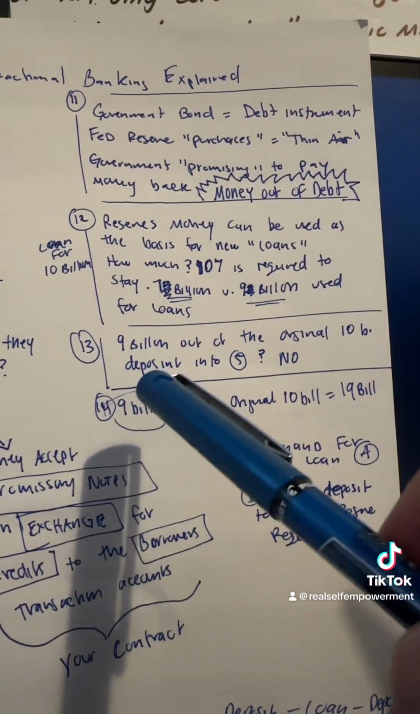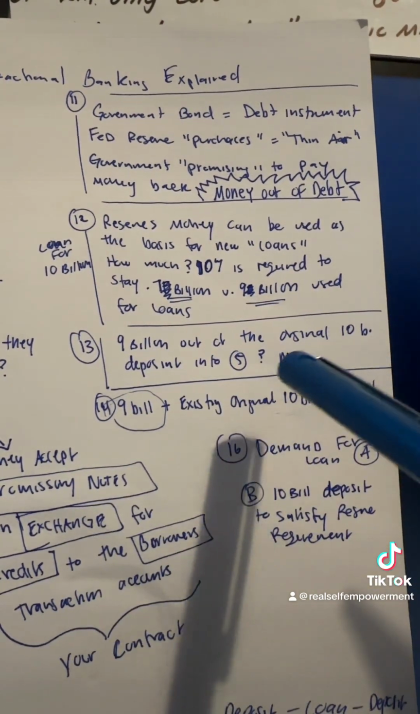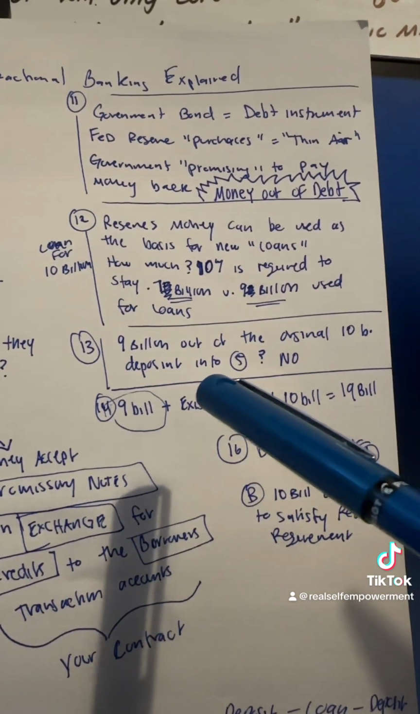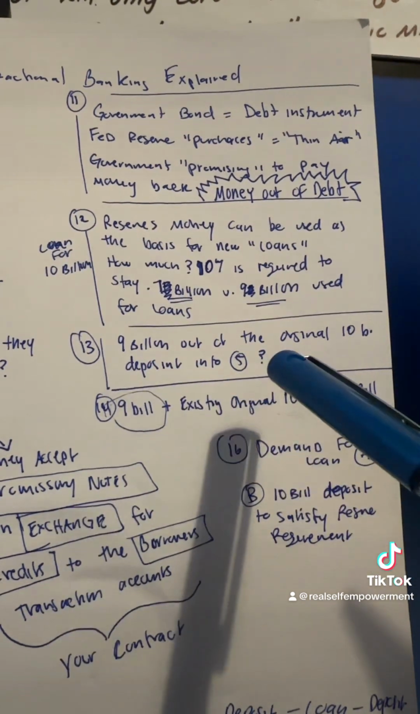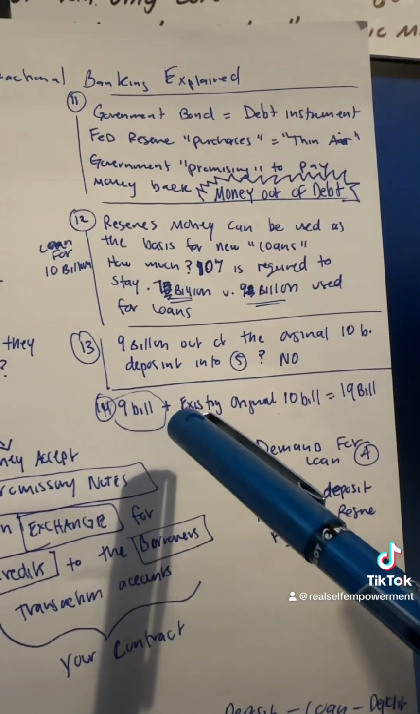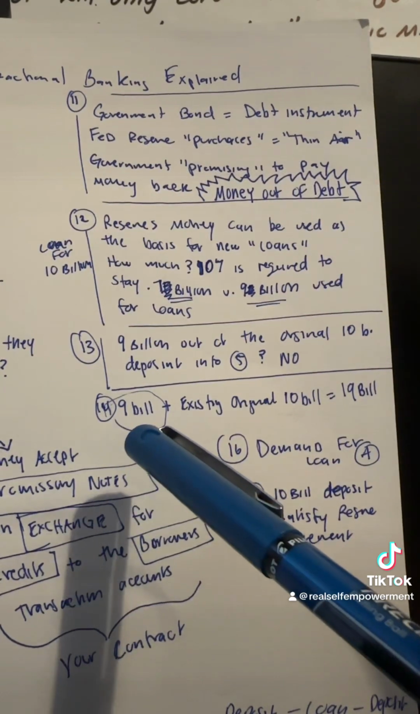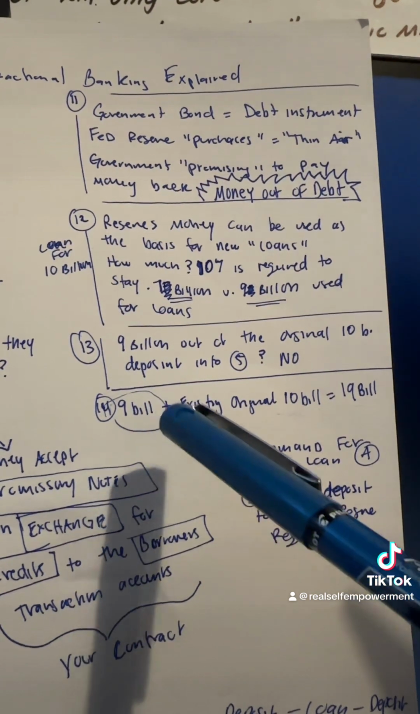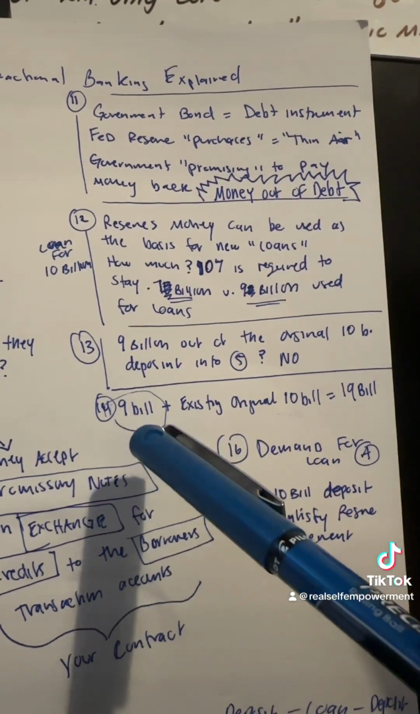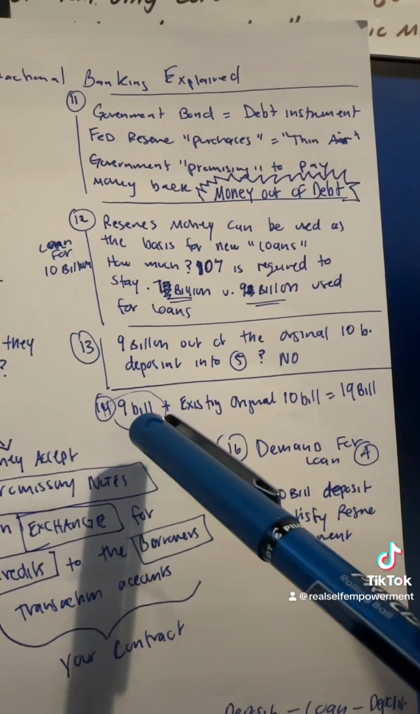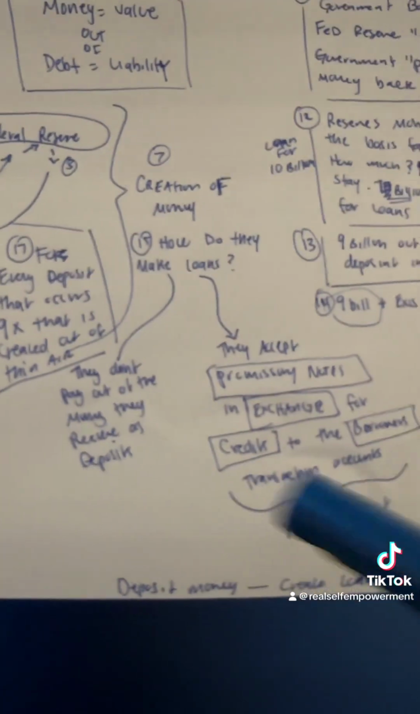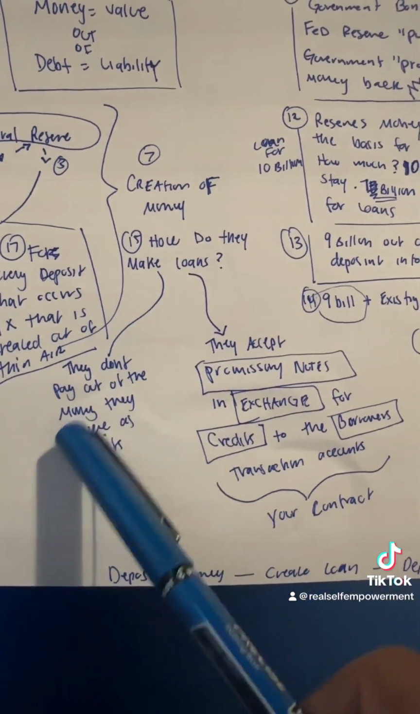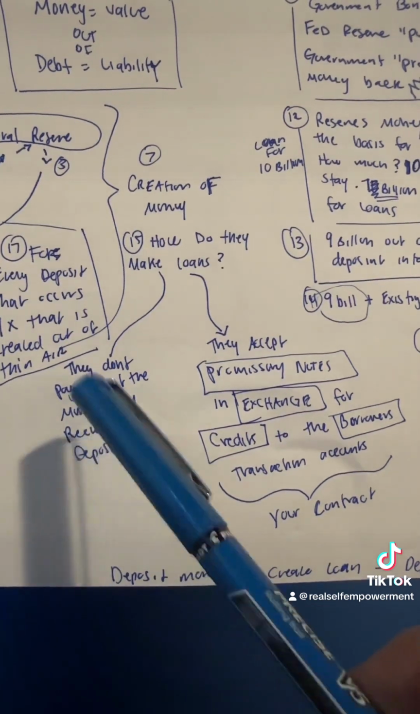You would think that $9 billion of the original $10 billion is used to deposit or to be given out as loans. But that is not true. What they do is, for the $9 billion that they can loan out, instead of loaning out what they already have of the existing $10 billion, they just create a new $9 billion. That's it. Now, how in the fark do they do that? How do they make the loans? Well, they don't pay money out of the money that they receive as deposits.